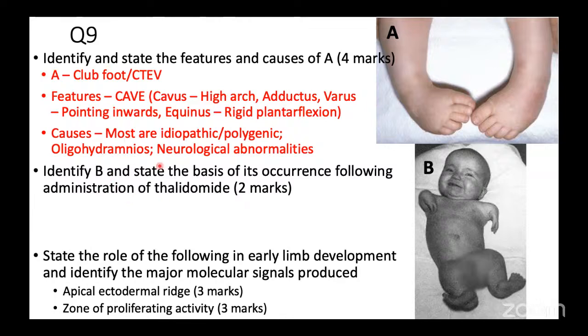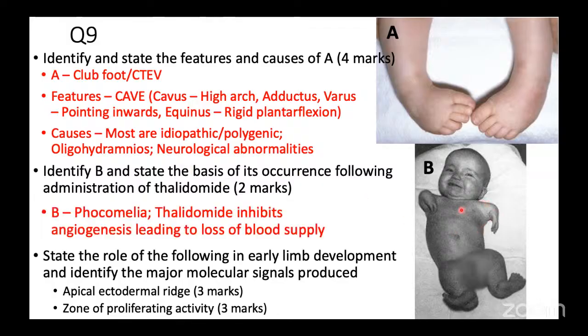All right, then part B, identify B and state the basis of its occurrence. So this one is phocomelia, okay? So you have presence of your distal digits, even though they're not well formed. But now the intermediate segments, which are your arm and forearm, are not well formed, all right? So in thalidomide, what happens is it inhibits angiogenesis, and this leads to loss of blood supply to the developing limb, hence it becomes shorter, right?